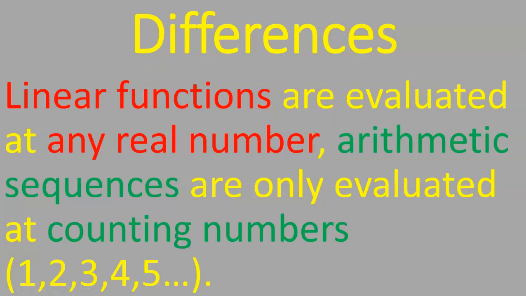But linear still means, despite the fact that it can be evaluated at any real number, for every change in x, you have a consistent change in y. Okay, so a lot of times you think of linear functions kind of as the x values going up by 1, even though you can evaluate them anywhere.